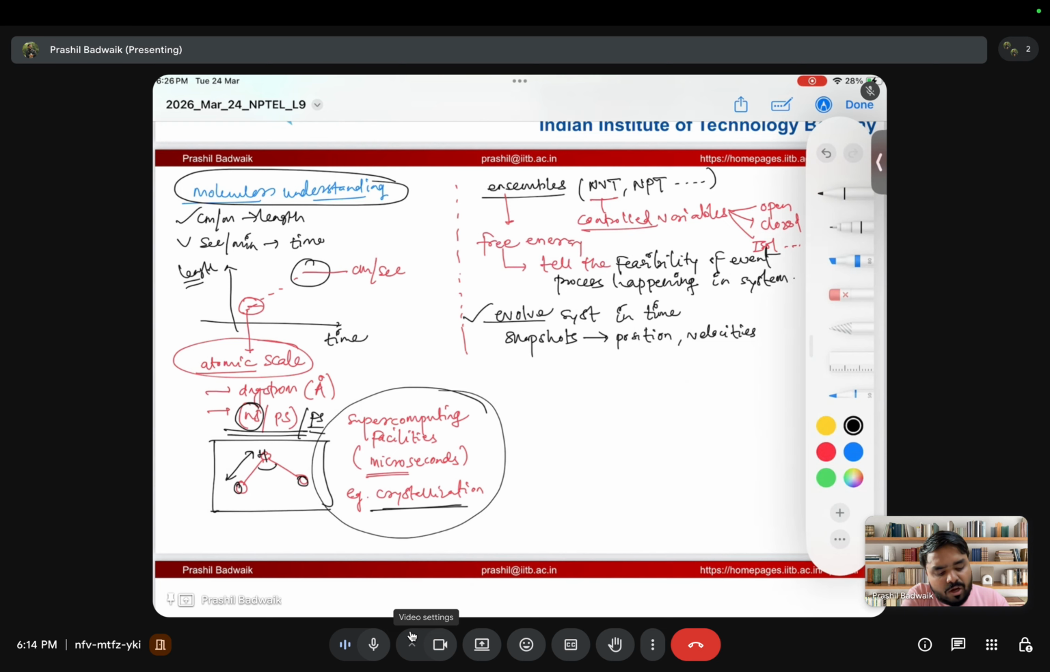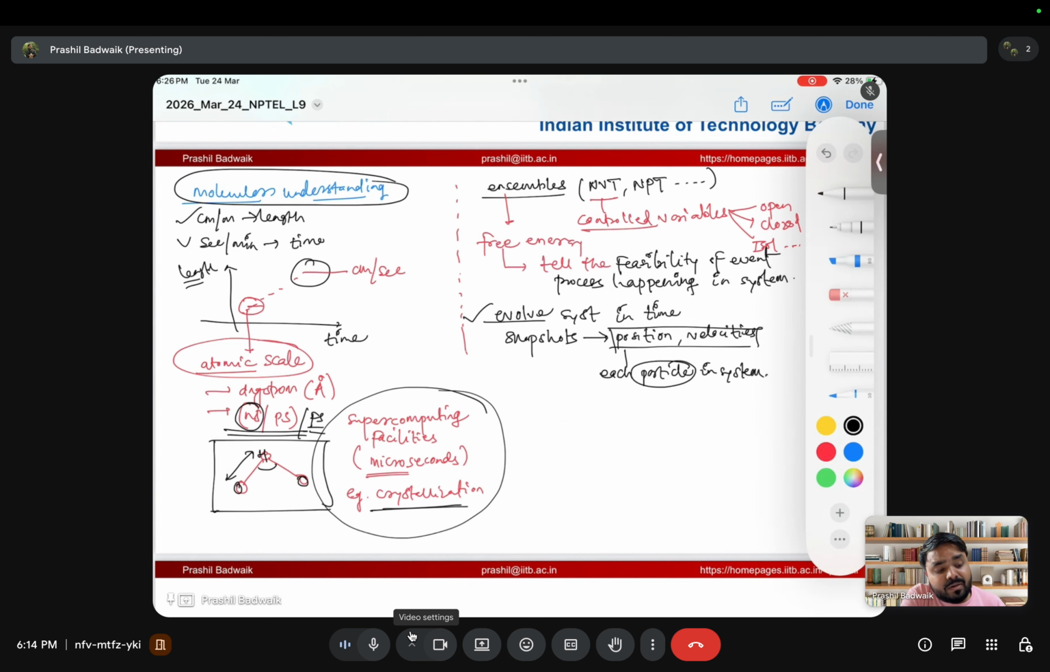So particles will have positions, they have velocities, right? In a particular snapshot, the particle will have some position and there are some associated velocities. These velocities and the positions will be used to get new positions and the velocities. So these positions and velocities are there for each particle in the system.